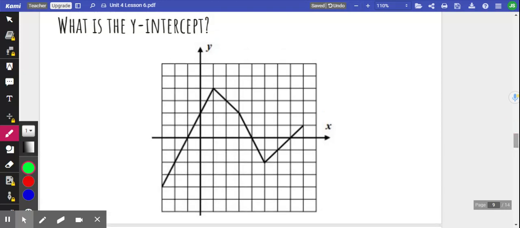Okay, same one as we looked at before with the maximum. This time though, what is the y-intercept? Okay, so y-intercept, where we cross the y-axis, where your x equals 0, however you want to think about that. We're talking about this point right here. So our y-intercept for this problem is going to be positive 2 because we are 1, 2 units above that x-axis.